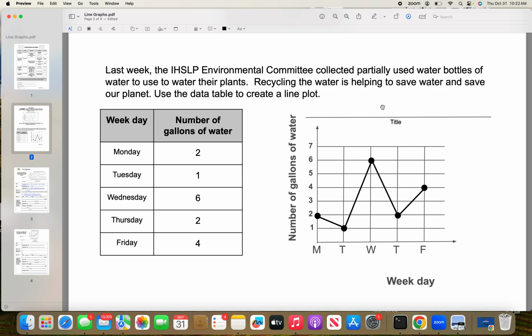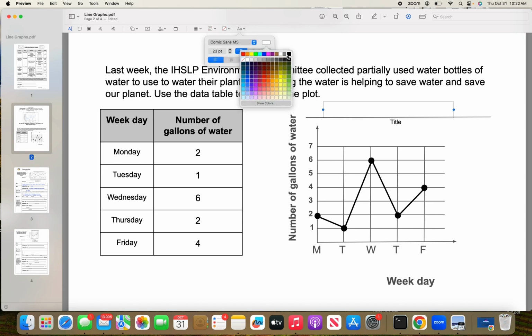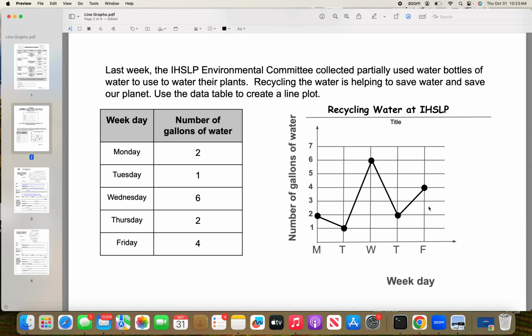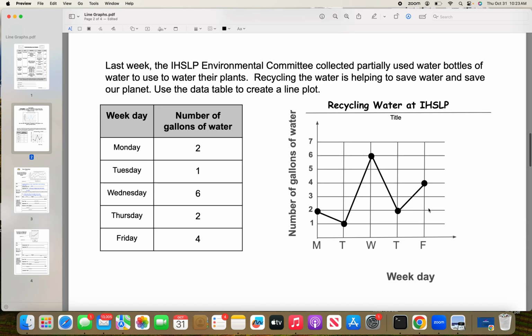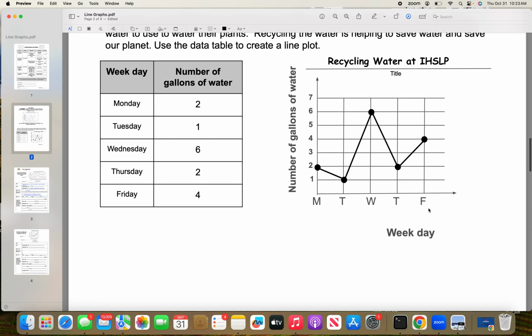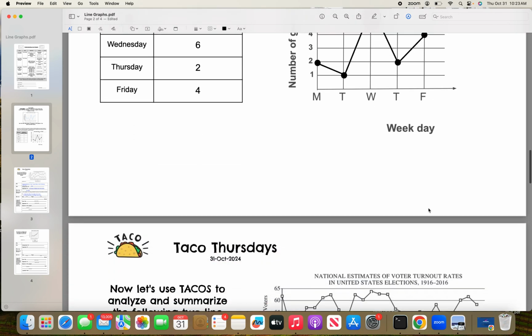What is the title of this? Well, you have to make up your own title. I came up with a title, and the title that I chose was Recycling Water at IHSLP, all right? But you can come up with your own title, but you have to have a title. Every graph should have a title, all right?